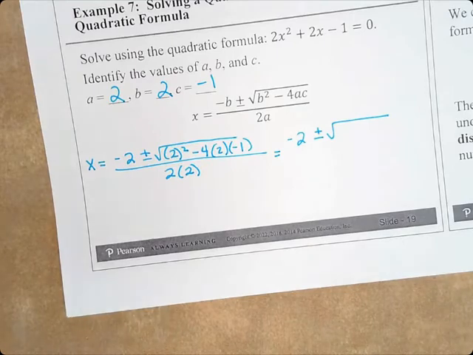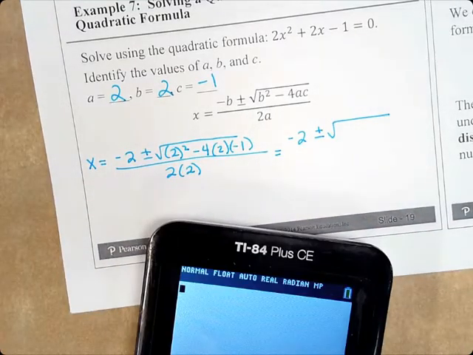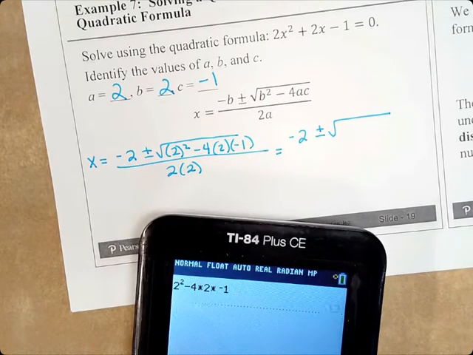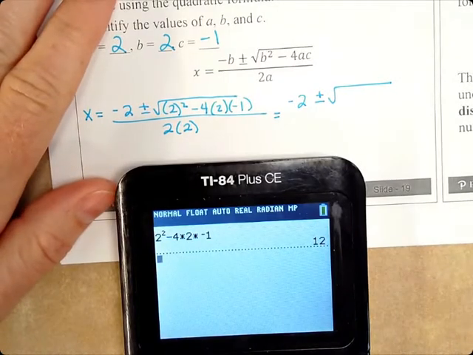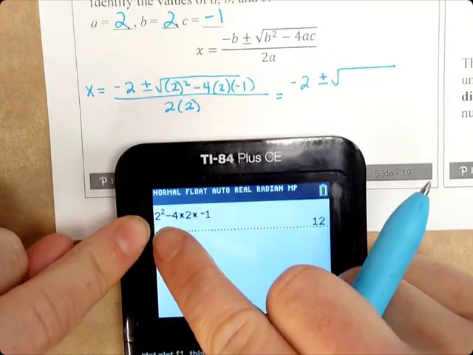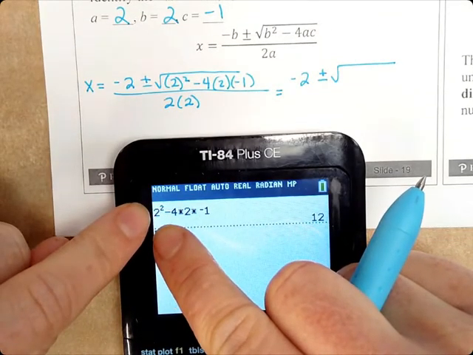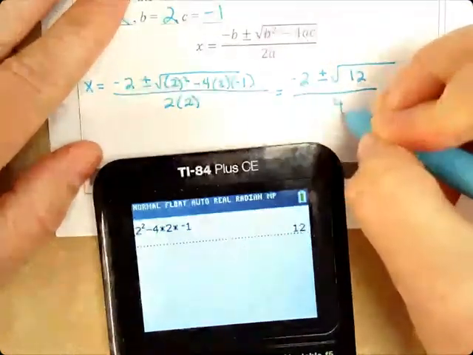So what I would put in the calculator is what's inside that radical. Don't put the whole thing in there. Something important to remember is if this is a negative, make sure to put in parentheses. If it's not a negative, it doesn't matter if it's parentheses or not. So that's 12 and then over 4.